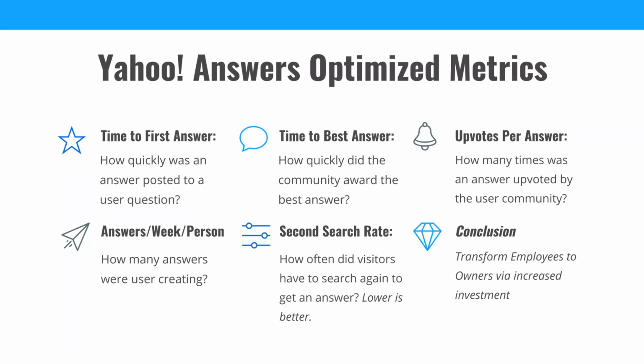The top metrics were time to first answer. How quickly was an answer posted to a user question? Time to best answer. How quickly did the community award the best answer? Upvotes per answer. How many times was an answer upvoted by the user community? Answers per week per person. How many answers were users creating? Second search rate. How often did visitors have to search again to get an answer?